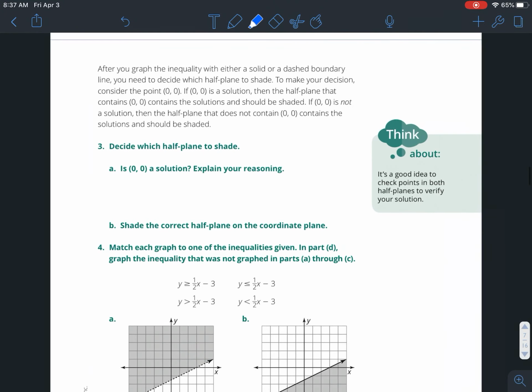Now, we're going to go on to the next page, and it's going to be a little bit more explaining and looking at some graphs, matching them.